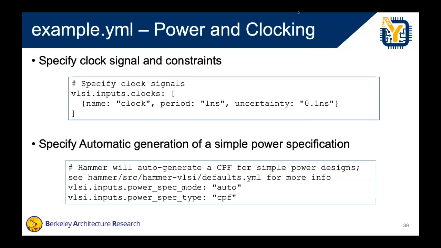Okay, so then going into more of our design collateral. This is a simple design, so we just have one clock called clock. It looks similar to what we showed you before, 1 nanosecond period, 0.1 nanoseconds uncertainty. This bottom part shows a nice little bit of Hammer API where it'll do a power specification for you, assuming you have a reasonably simple design. So you can just say automatically add a CPF, and Hammer will generate that for you as collateral and give it to the tools at the right times.